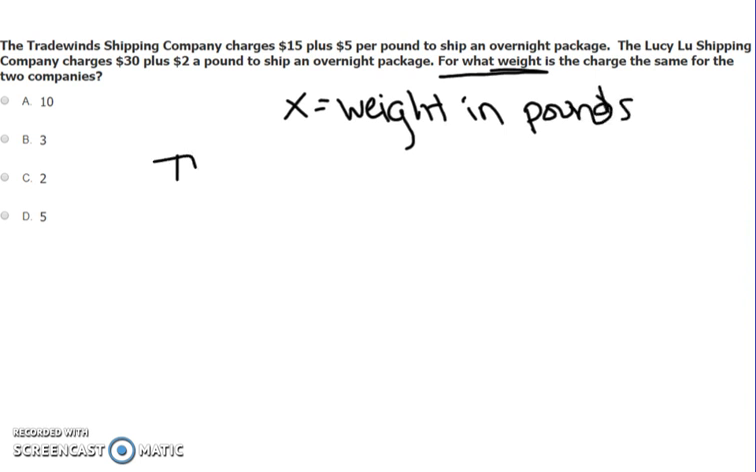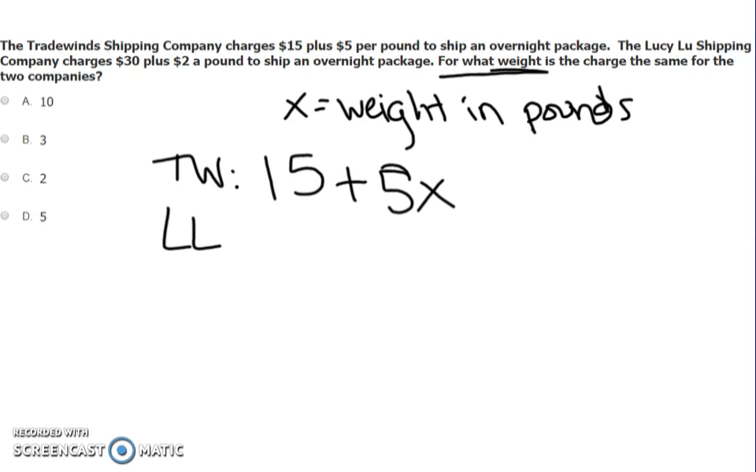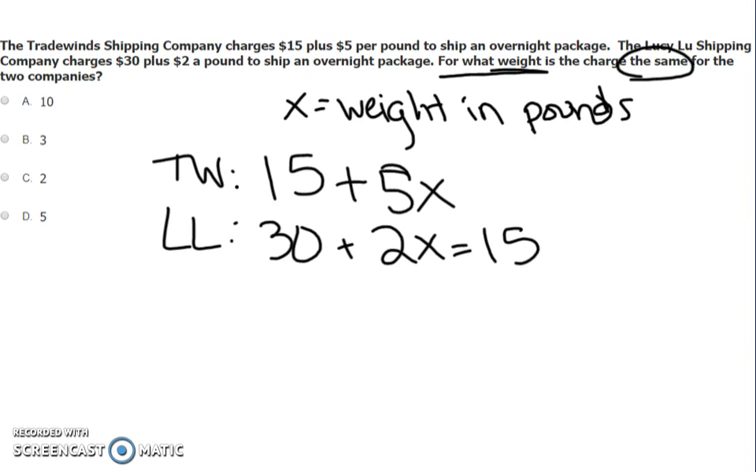So if we look at the Tradewinds, they charge $15 plus $5 per pound. And again, that keyword plus is there, so we're adding it together. If we talk about the Lucy Lou, they charge $30 plus $2 a pound. If we look at our question now, it says for what weight is the charge the same. So that means I want to take 30 plus 2x equal to 15 plus 5x.